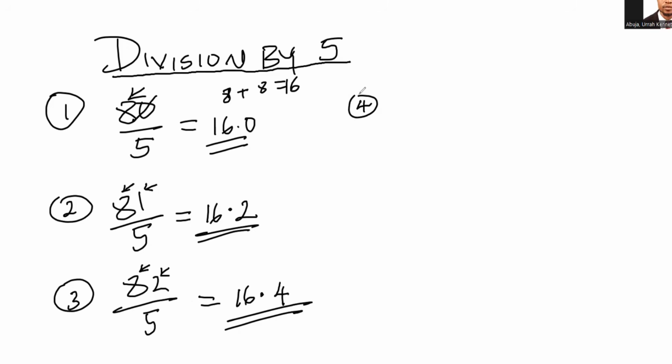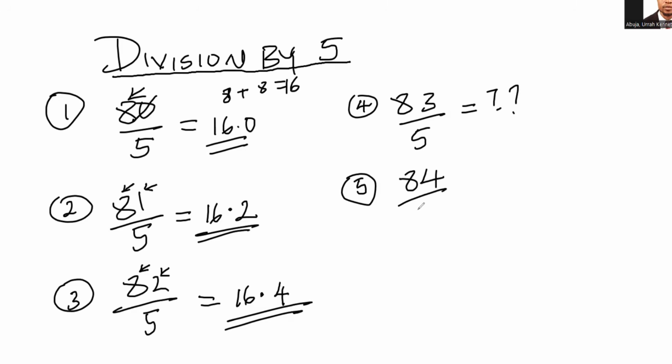So number 4 is 83 divided by 5. I want you to try this particular one and let me know what you got in the comment section. Likewise, number 5 is 84 divided by 5. I need you to try this one also. Just try it on your own. Now note that since this number cannot divide 5, we're adding it to itself, and that means we're going to get a point, the next number. Likewise this, we're going to get point the other number.